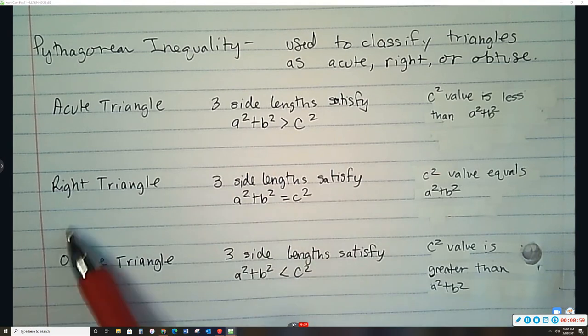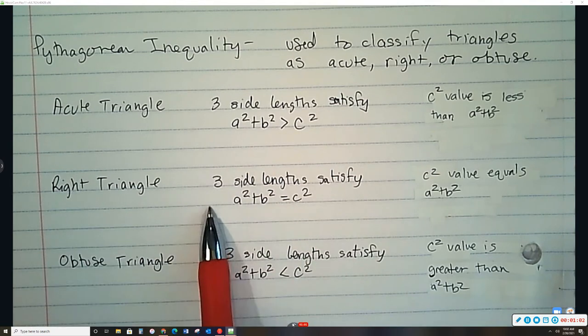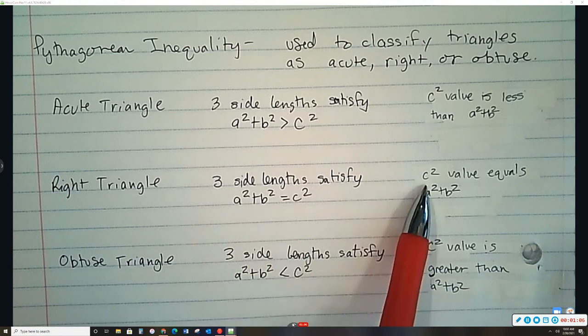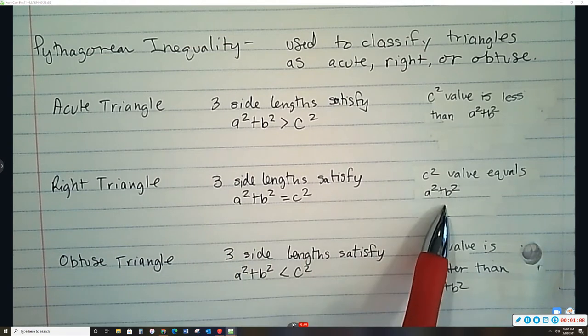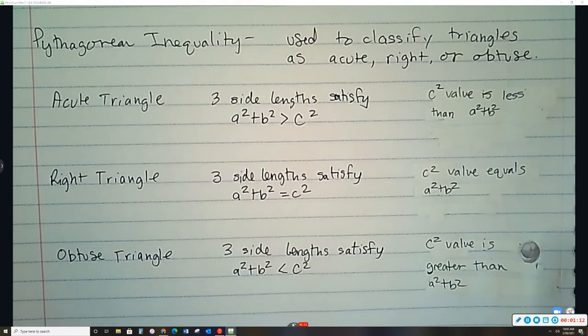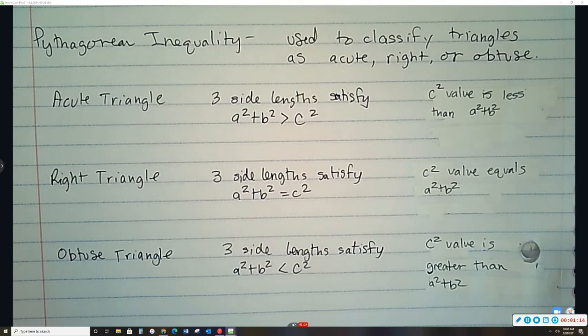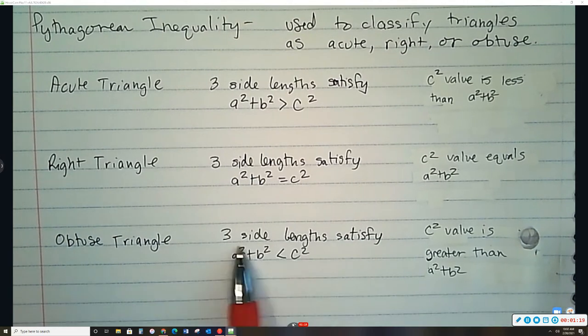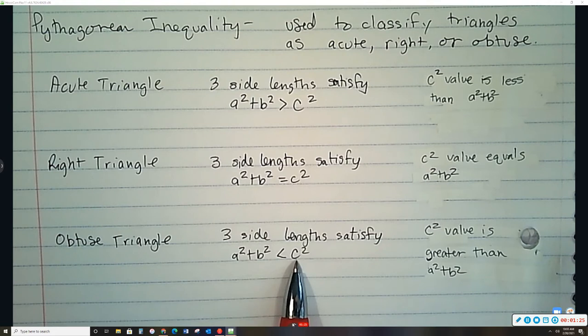When it's a right triangle, we've kind of already gone over this: a squared plus b squared equals c squared. So the c squared value equals the other side. And if it's an obtuse triangle, we have the following inequality. The three side lengths satisfy a squared plus b squared is less than c squared.